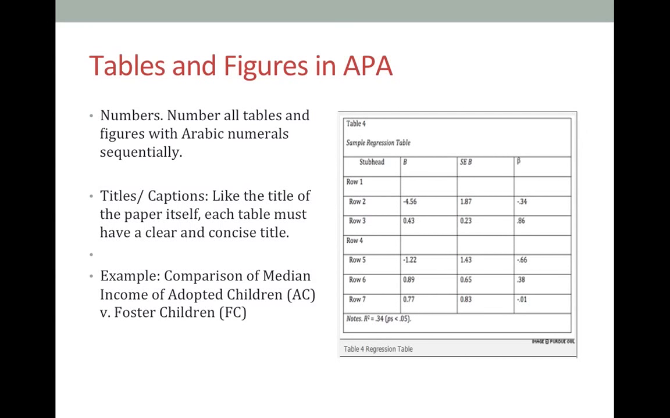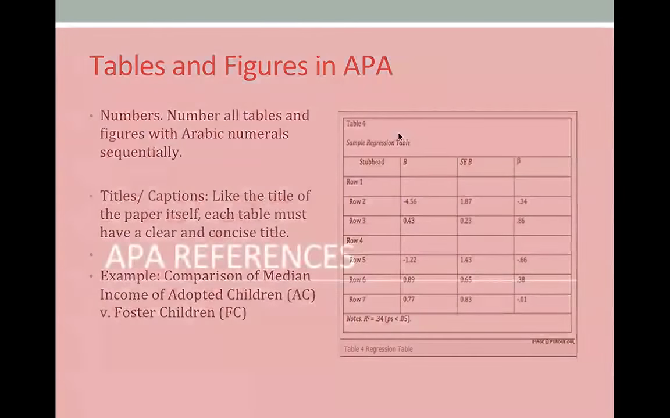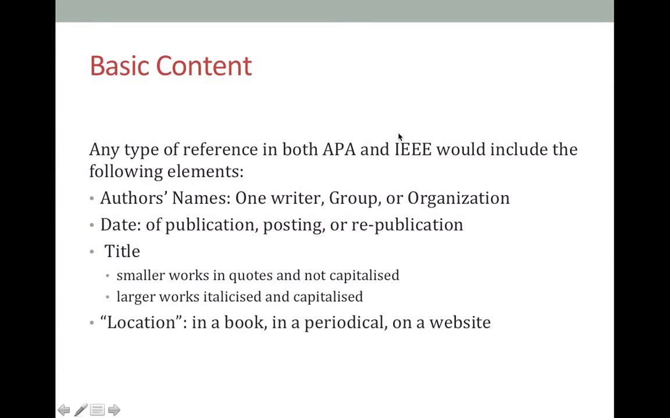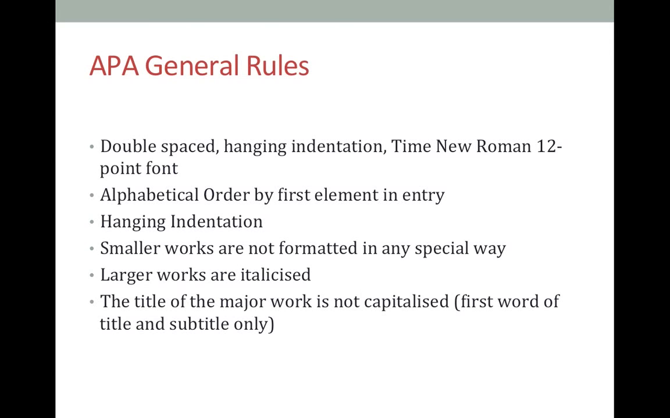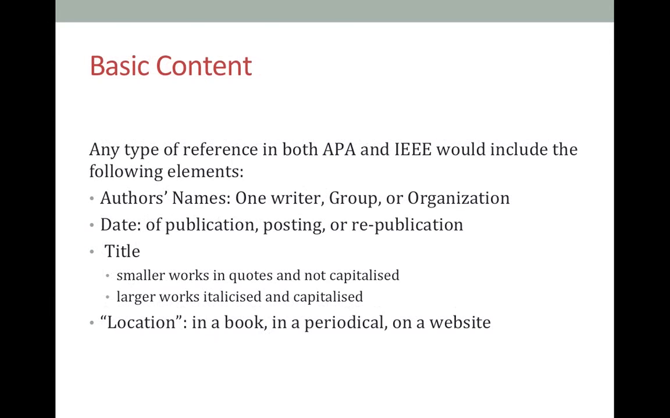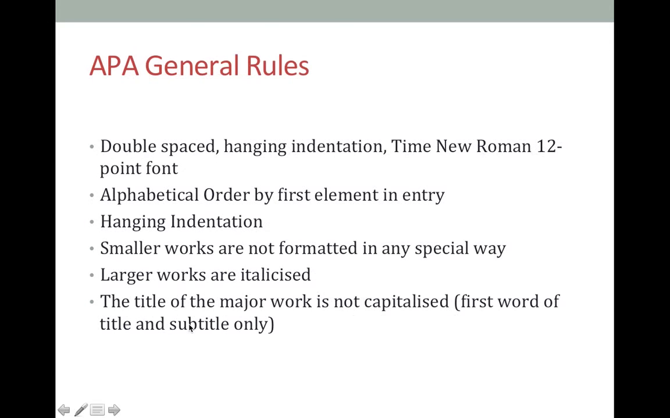For APA, you have to have a very clear and concise title. And of course, you have to use Arabic numerals. Now, when it comes to references, both APA and IEEE use the following: author's names, date of publication, title, and location where it's found.